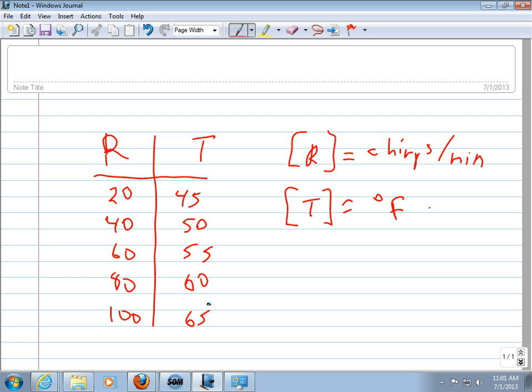All right. So is it a function? It's for every R there's only one T. How would it look if it was not a function?